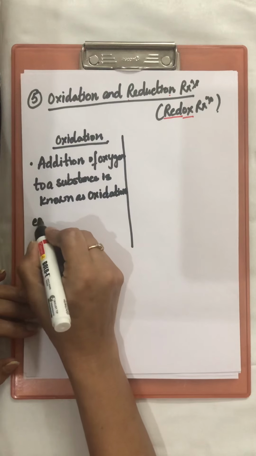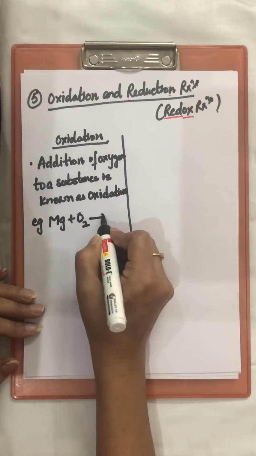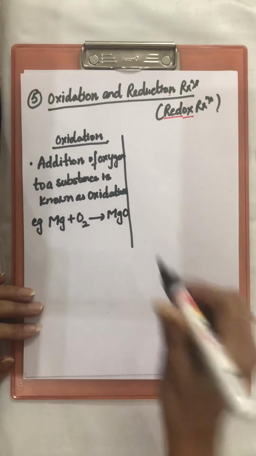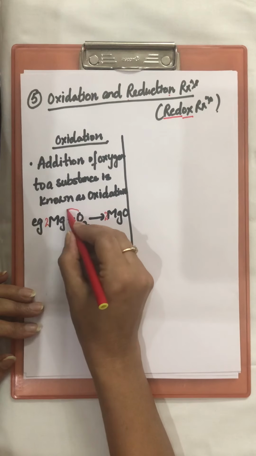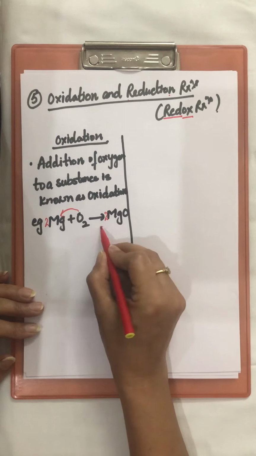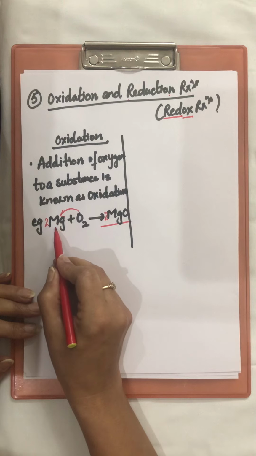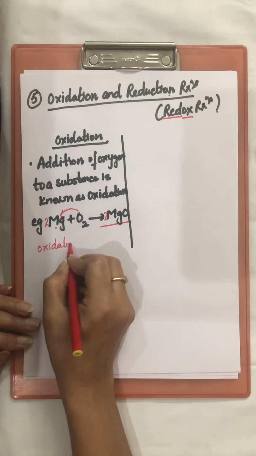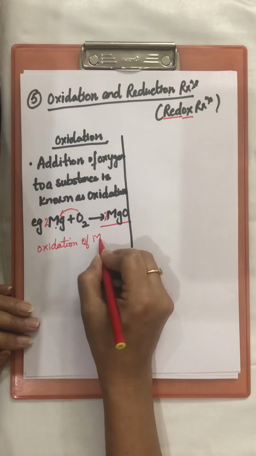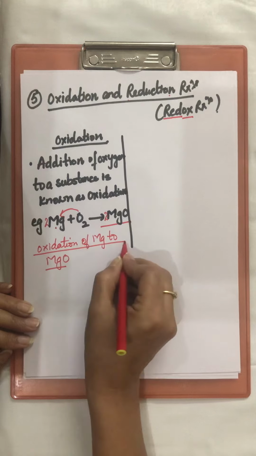For example, when magnesium reacts with oxygen, there is formation of magnesium oxide. Now in this reaction, oxygen adds up to magnesium and then only we get magnesium oxide. So here oxygen adds up to magnesium, so magnesium actually undergoes oxidation. In this reaction, oxidation of magnesium to magnesium oxide has taken place.